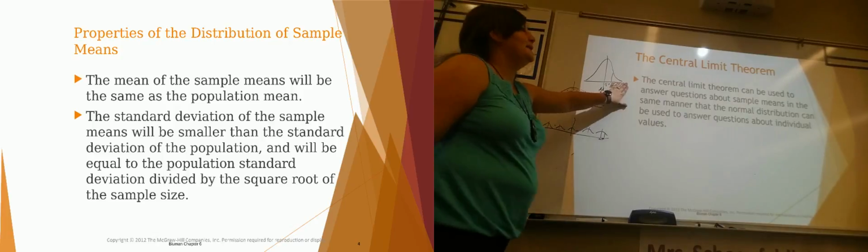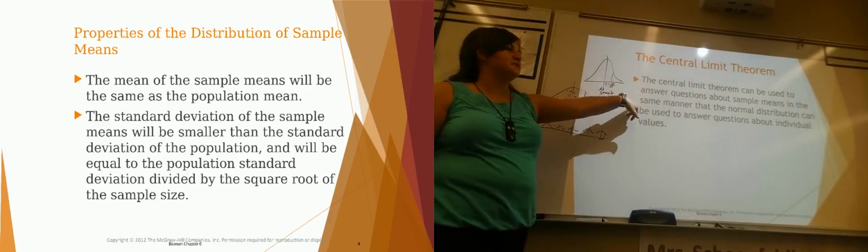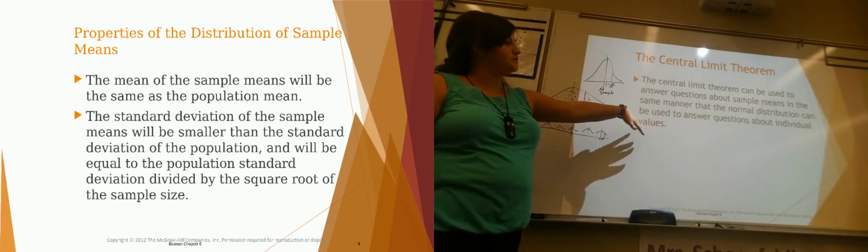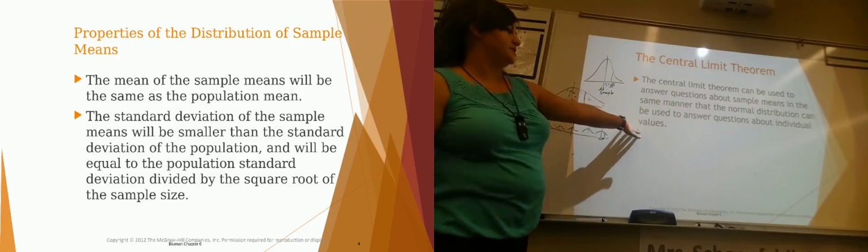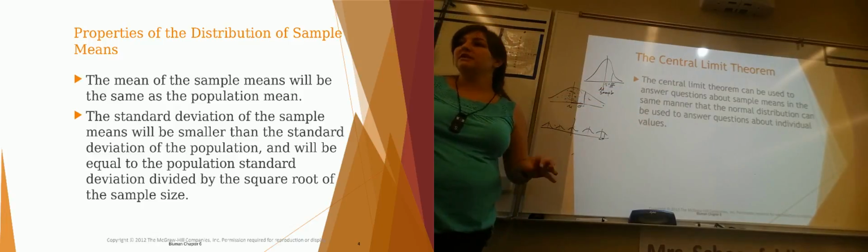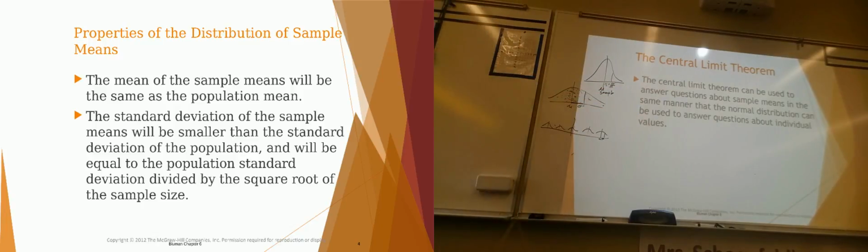The central limit theorem can be used to answer questions about sample means in the same manner the normal distribution can be used to answer questions about individual values. So we're just going to take a look at all those little tiny pieces so that we can generalize the big piece. Okay? We have to do a different z-value formula.